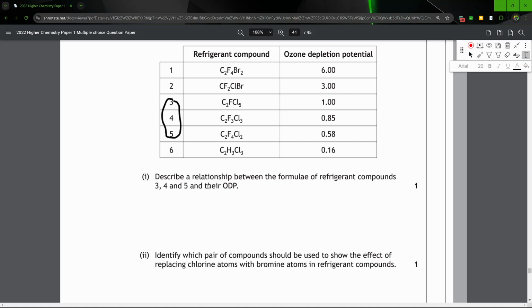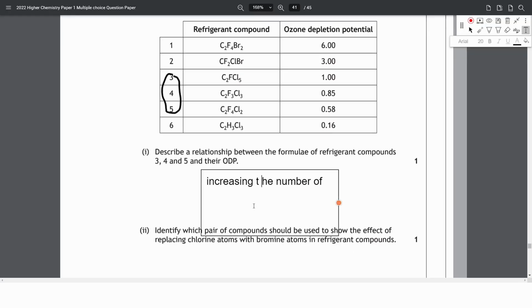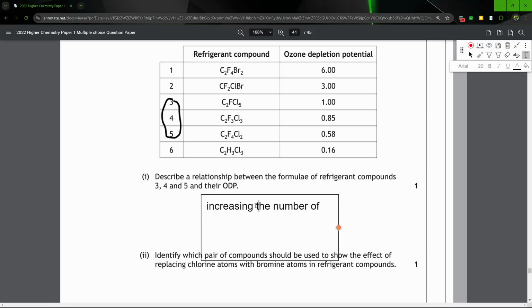So let's go and say increasing the number of, I need to put a space there, don't I? Oh, sorry, I pressed F11 by accident, guys. Horrific. Of chlorine atoms gives a higher ODP.